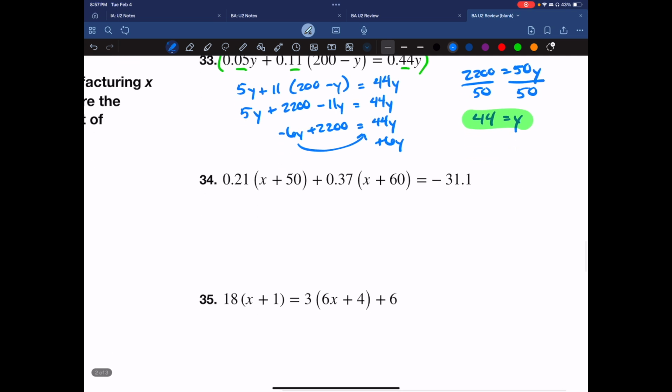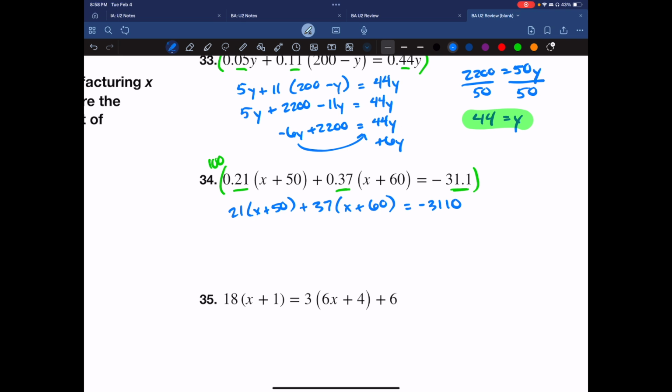All right, we'll do the same thing on 34. Notice this one only has 1 decimal. You're still going to multiply by 100 because this one has 2 and this one has 2. You want to multiply by the biggest power of 10 that's going to get rid of all your decimals. So in this case, that's going to be 21x plus 50. That's going to be 37x plus 60 equals... remember, I'm moving the decimal place 2 places to the right. Use your calculator if you need help. All right, it's going to look like that.